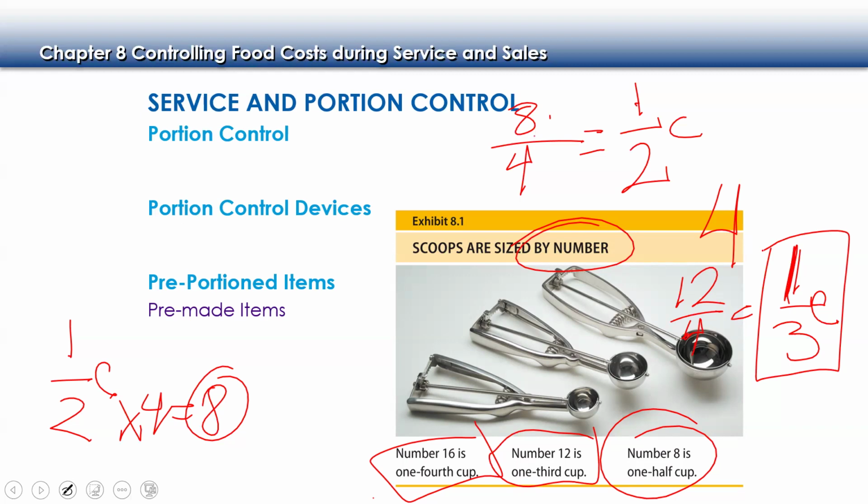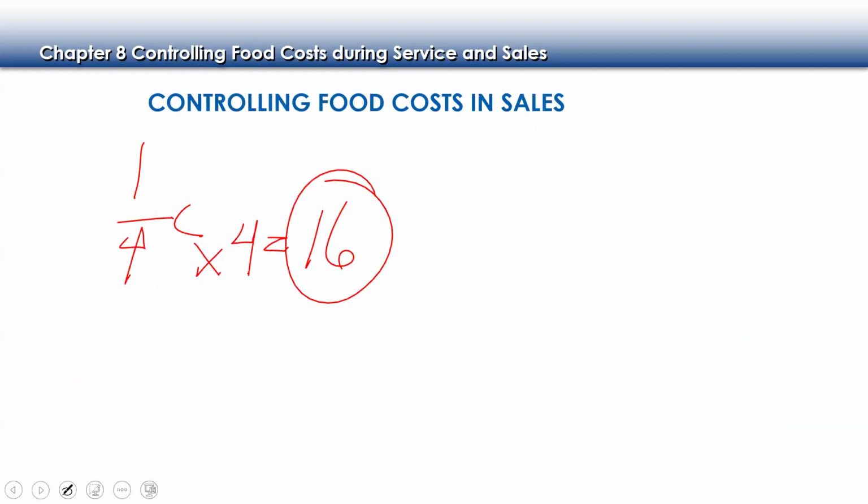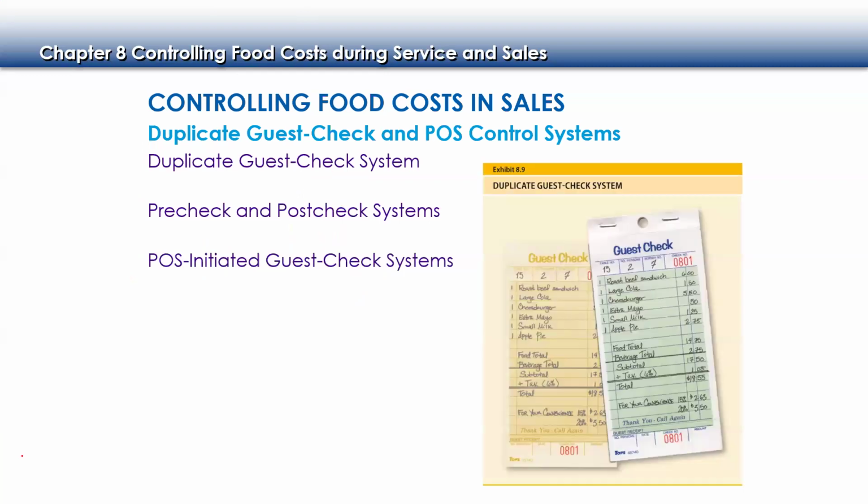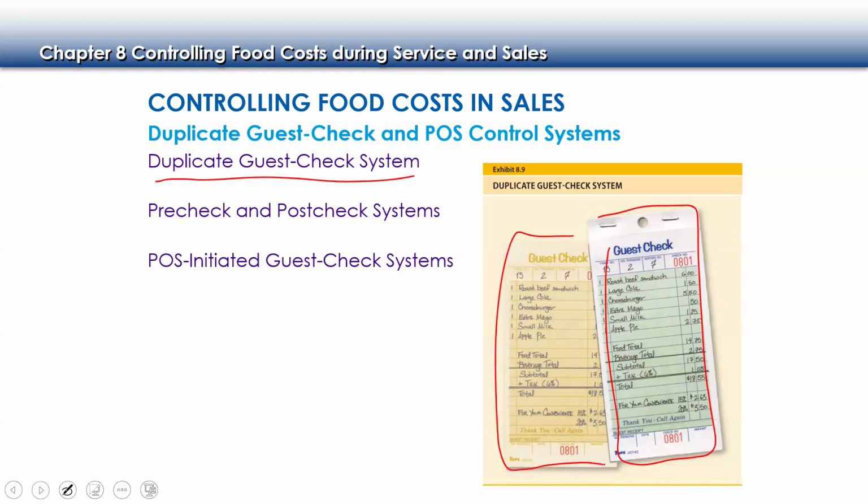All right, last thing, our cash drawers. All right, so as we're looking at controlling our service, controlling our costs during service, we want to verify that what our computer system or what our tickets say is what actually left the kitchen. Okay, so we might have duplicate check systems where if I'm writing a check, right underneath it, it's going to copy exactly what that is.